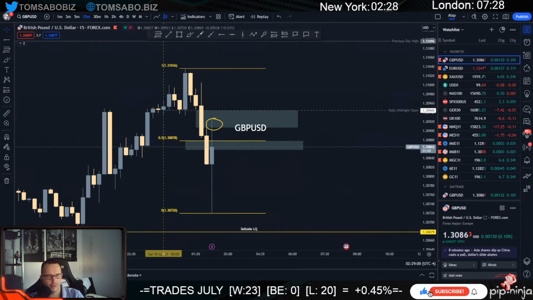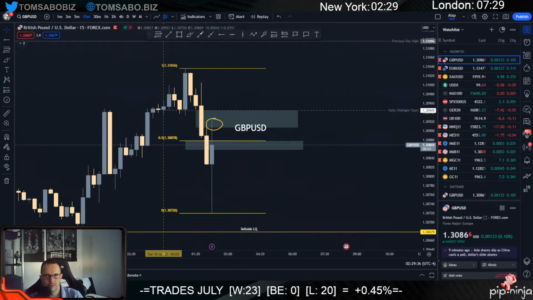Okay, gold is retracing a little bit up. So the pound was a perfect entry. But not London kill zone. So you mean you got wicked out outside of London kill zone, I guess.